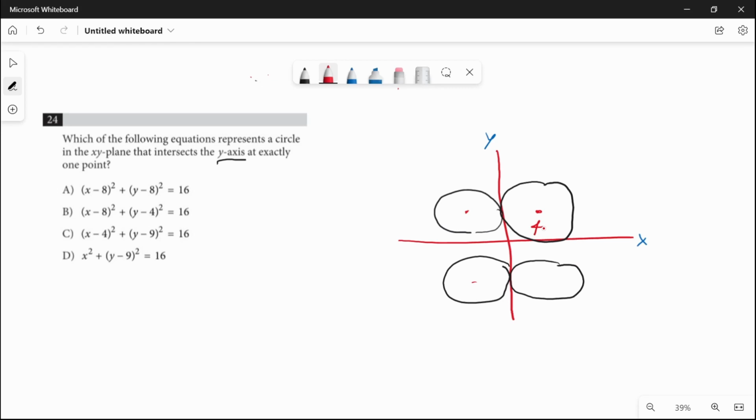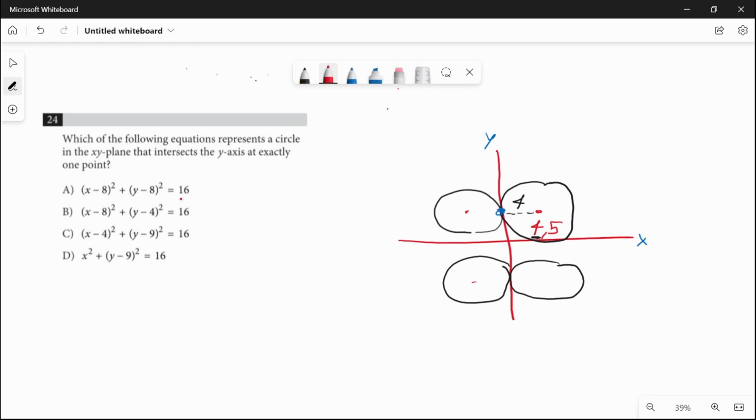and it intersects the y-axis at this exact point here. So in order for this circle to intersect the y-axis at exactly one point, we need the center to be away from that point of intersection exactly 4 points. Okay, so it will be 1, 2, 3, and 4. So the radius of this circle should be equal to 4. Now let's have a look at our equations. As you can see, all the radius of the 4 circles given is equal to 4.